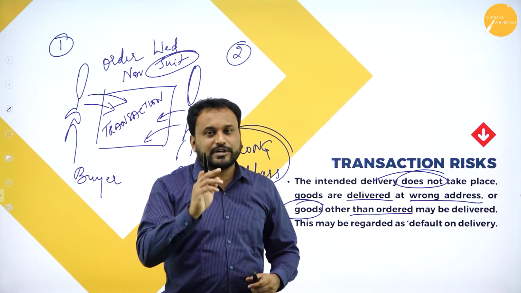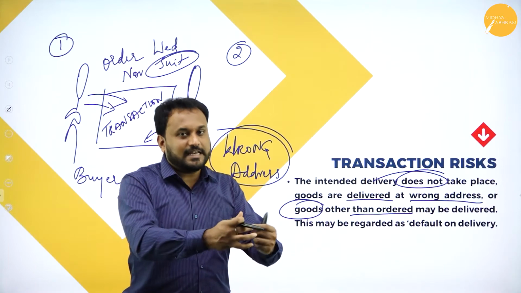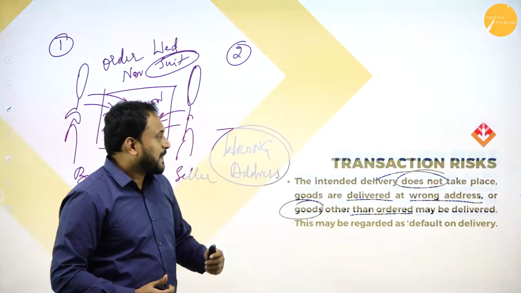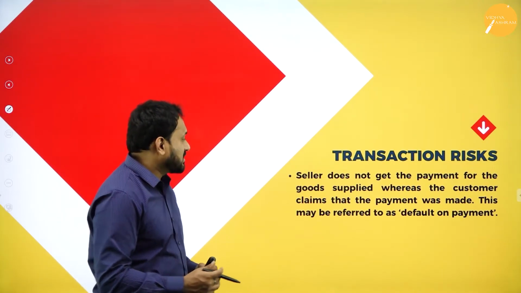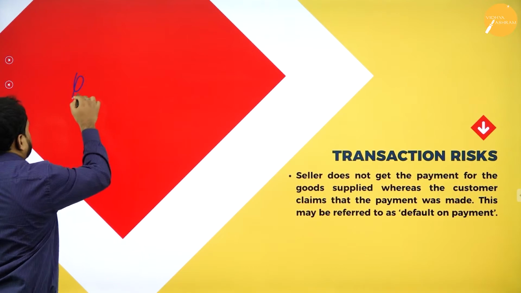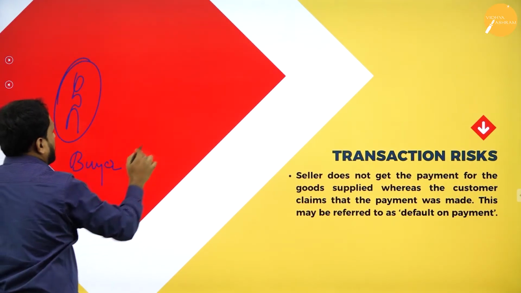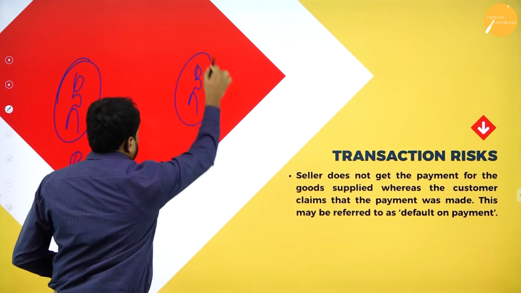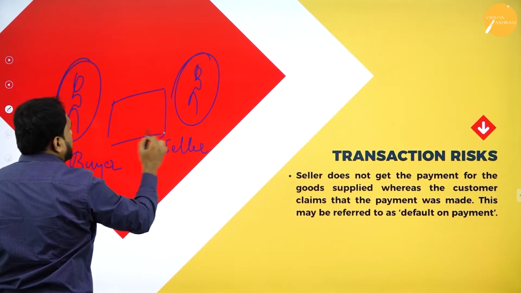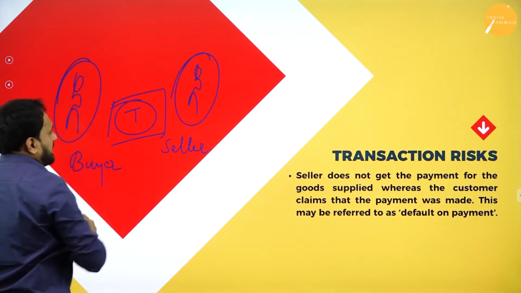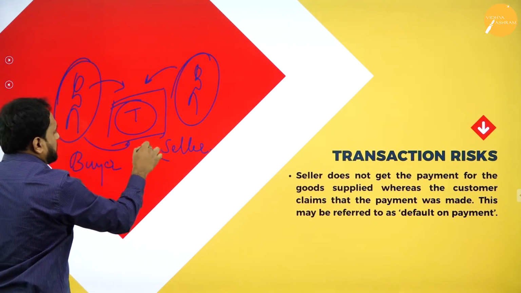You are supposed to always go traditional and check, touch, feel, see, experience it, and then buy it. One more transaction risk is there. Now I'll tell you one more transaction risk. Again, we'll have the same kind of thing: we'll have the buyer, then we'll have the seller. Transaction is there. The buyer will place the order, the seller will give. Done.